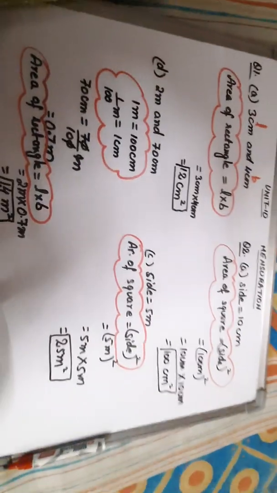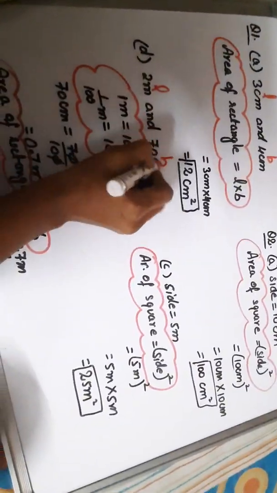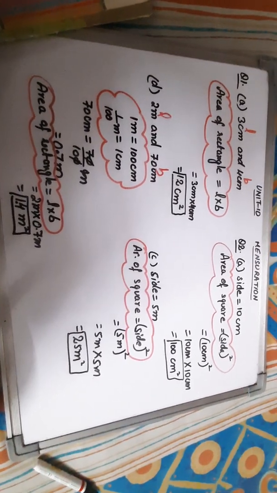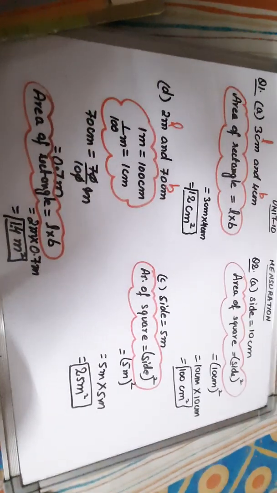So I hope it is clear to you, dear students. So you can mark length, breadth, and these as sides, right? So in this way you can do your question number 1 and 2, and try third question also once yourself.